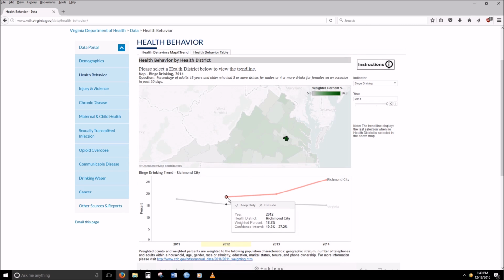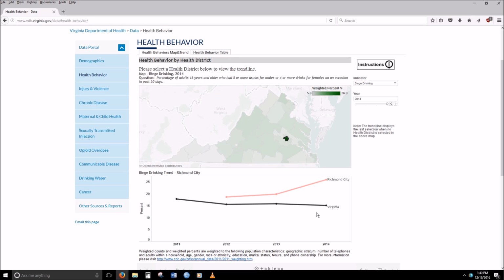Click on or hover over an individual data point on the trend line to see individual percentages and their confidence intervals. The x-axis on the bottom of the graph displays the years, and you can see that from 2013 to 2014, the weighted percentage of binge drinking increased from 19.9% to 26%. For 2013, we are 95% confident that the true percentage of Richmond City adults who binge drink is between 12.2% and 27.7%. The black trend line below Richmond City's trend line represents data for the whole state.